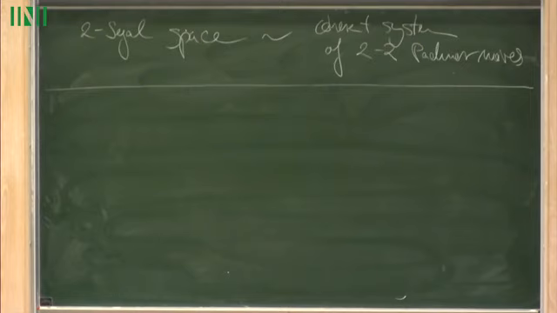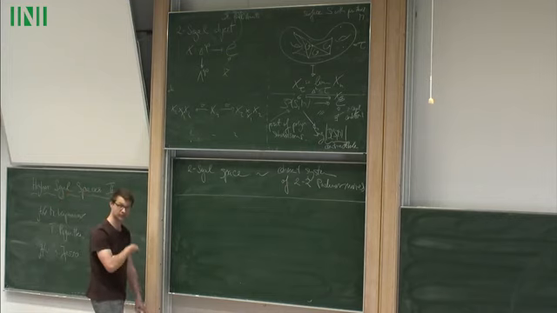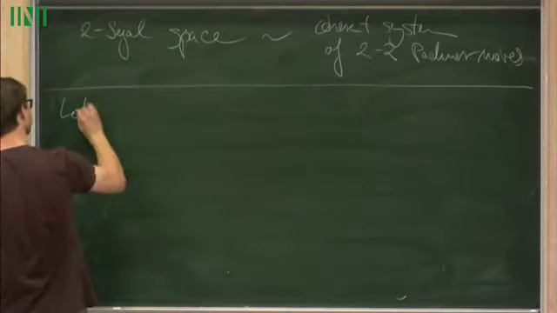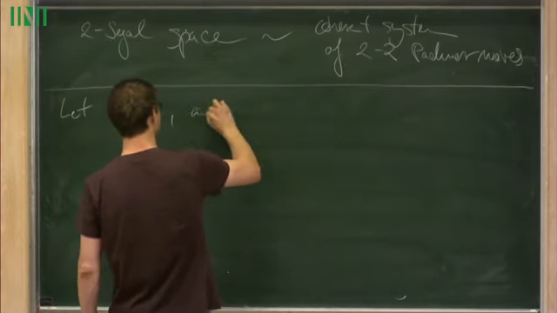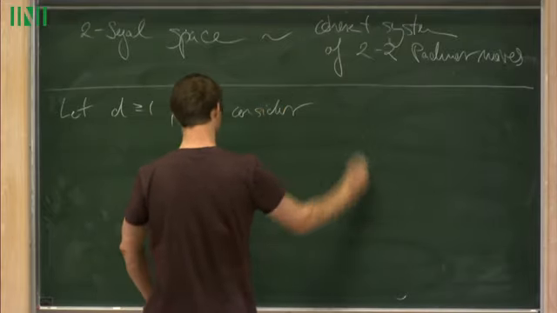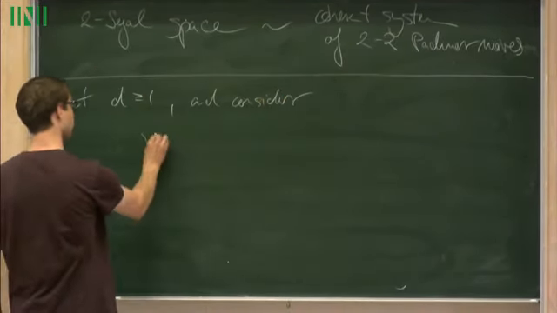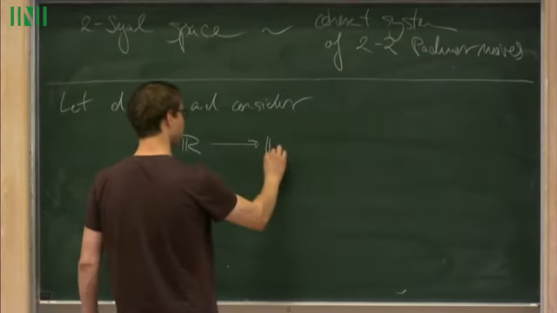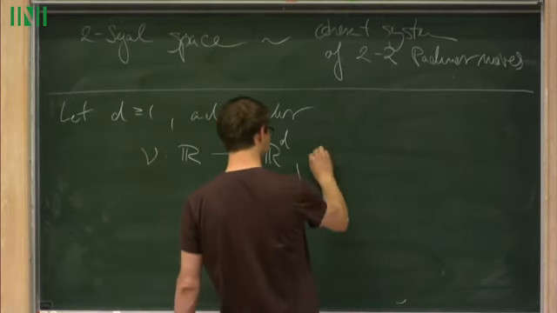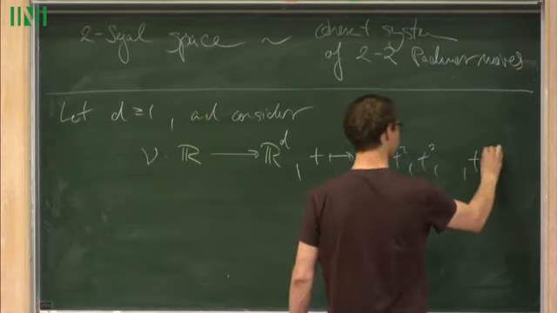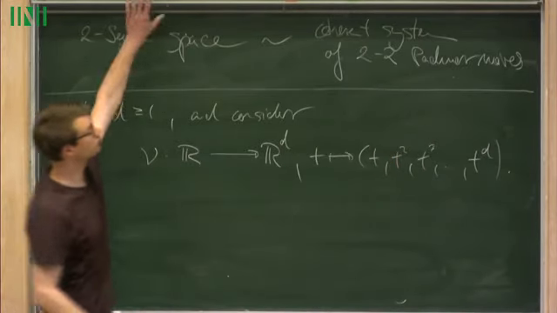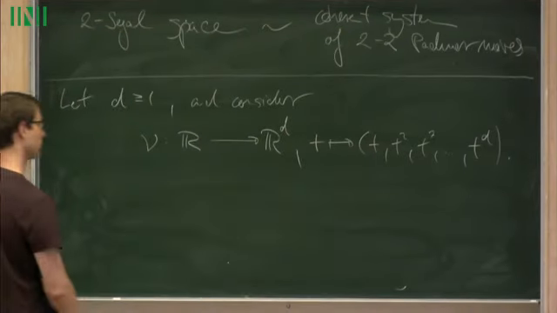Okay, and the combinatorics which we will use to address this question is the combinatorics of a very beautiful class of polytopes, which are called cyclic polytopes. And those I'd like to define next. So let D be bigger or equal to 1, and consider the following embedding of the real line into R^D, which is just in coordinates given by mapping t to (t, t^2, t^3, all the way to t^D). So this is the starting point.